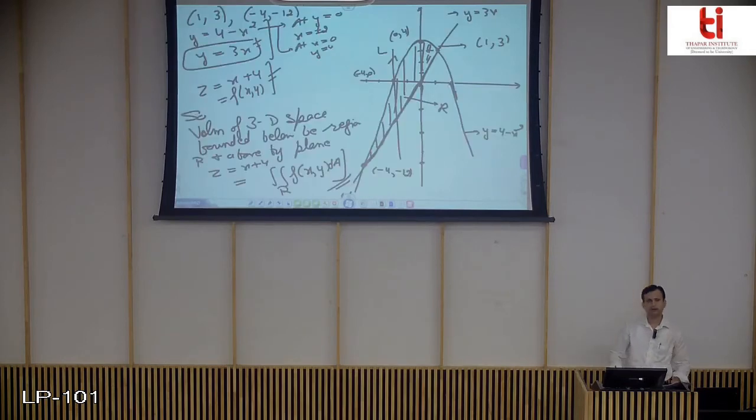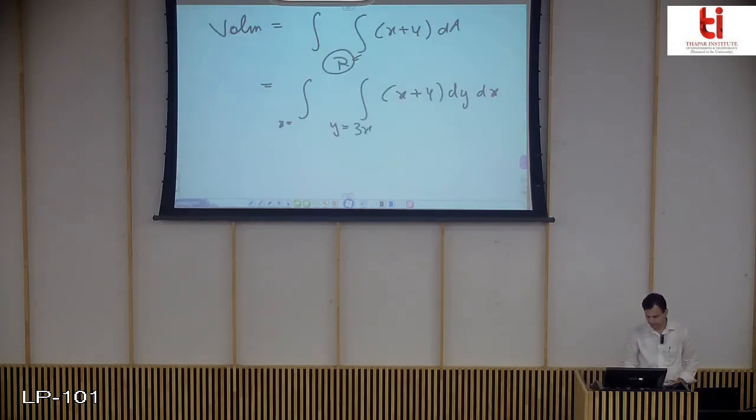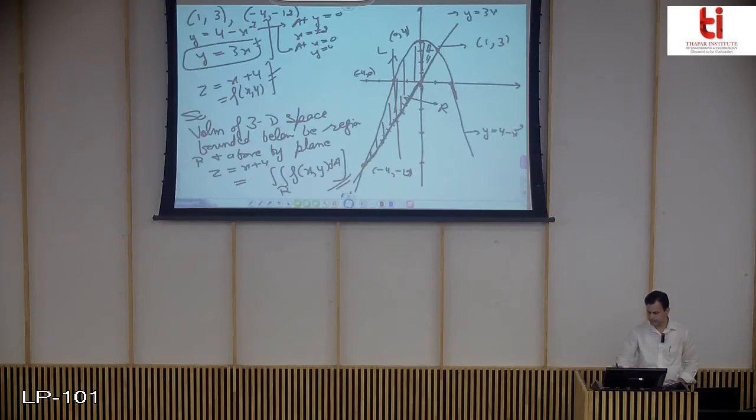Now, the imaginary line L enters at this. This is the line y equals 3x. The imaginary line enters the region at the line y equals 3x, and leaves at this boundary, always.